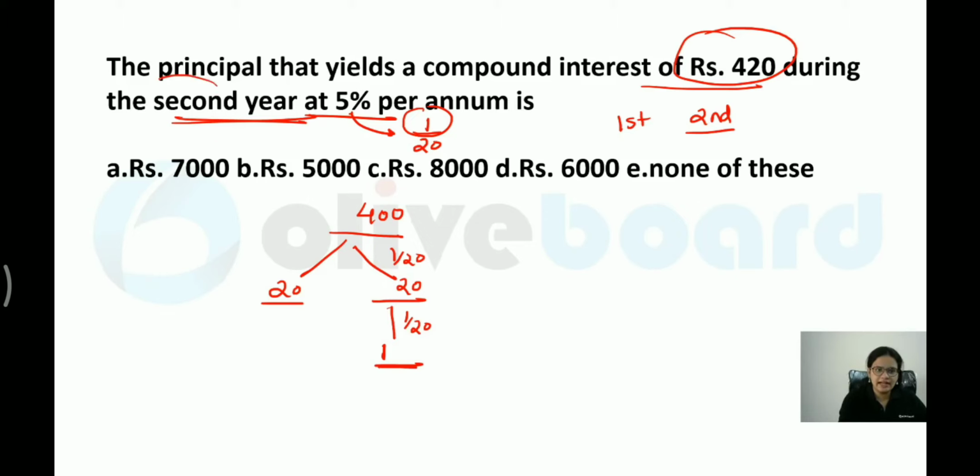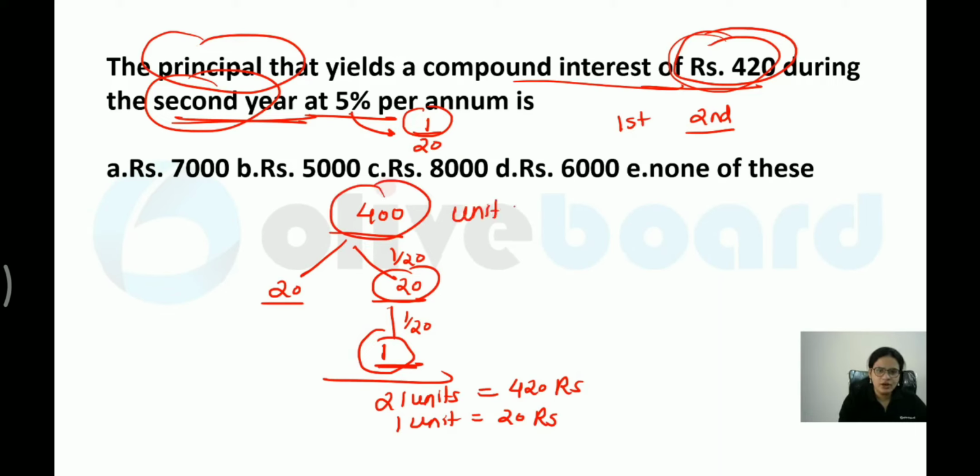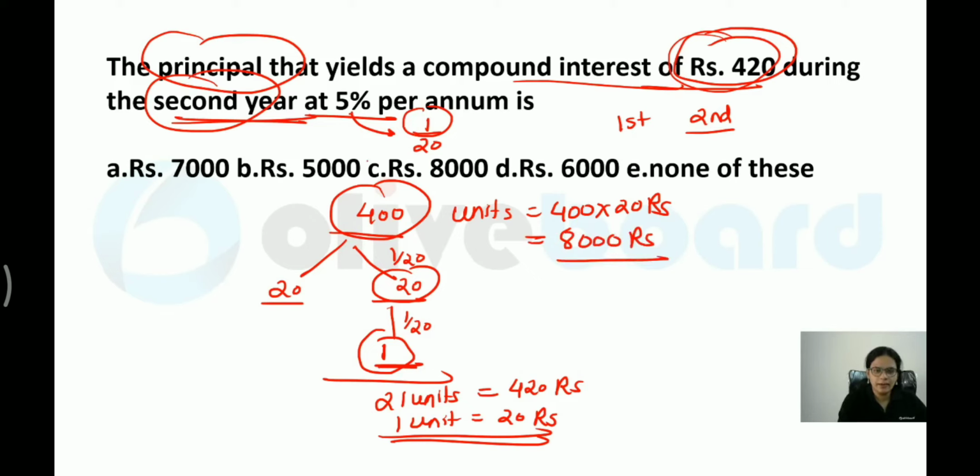Now what is your question saying? In the second year, the amount of compound interest is 420 over here. Second year means I am talking only about this value. How much is the value? 21 units. 21 units is my interest over here. So I can say 21 units is equal to 420 rupees, so 1 unit value I can calculate. That is nothing but 20 rupees in this case. So what they are asking you, what is the principal? It is 400 units, or I can say 400 into 20 rupees, because that is what you have calculated. So 8,000 rupees would be the value for my principal over here.